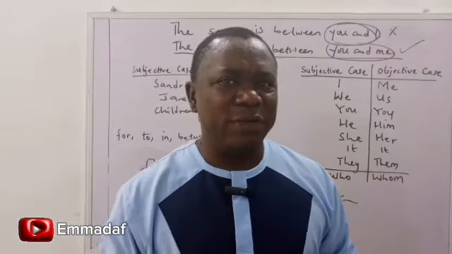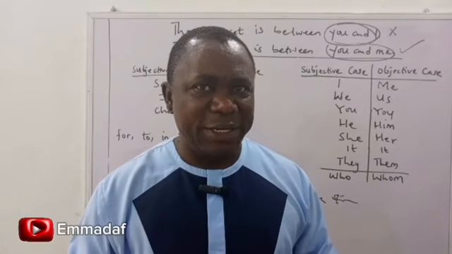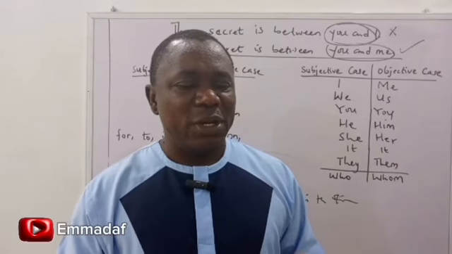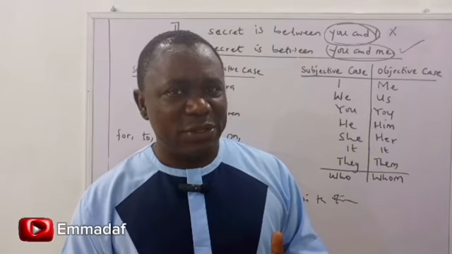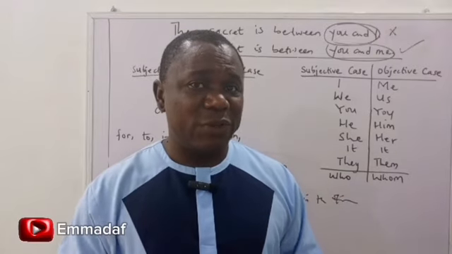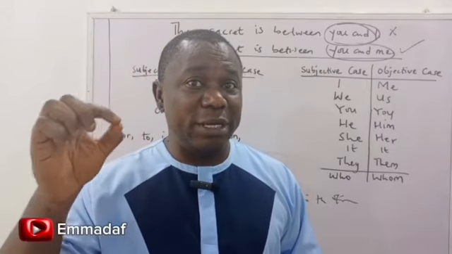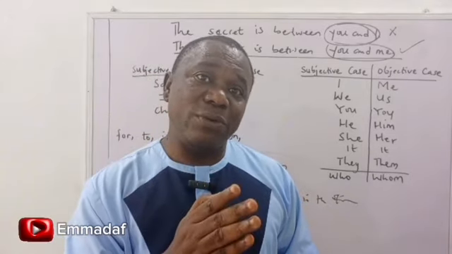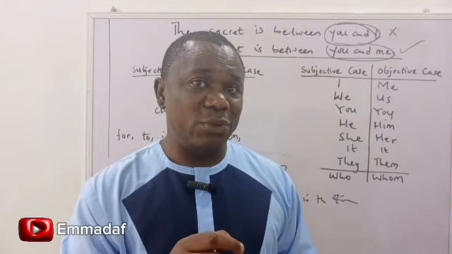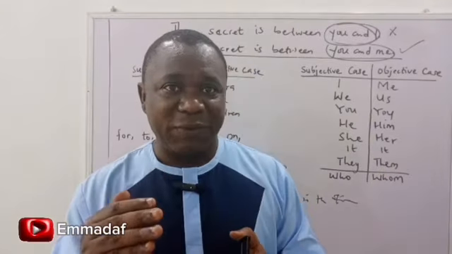I believe that you have learned something. You may wish to go over this video again and again so that you can get things clearer. Now, in subsequent videos, we're going to look at other aspects of the case of nouns and pronouns. What we have just done is just an aspect of the objective case of pronouns, because there is also the other aspect of pronouns functioning as direct object and indirect object of verbs. So we're also going to look at that.